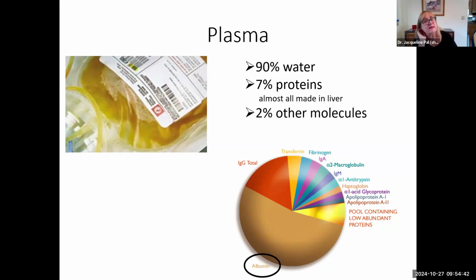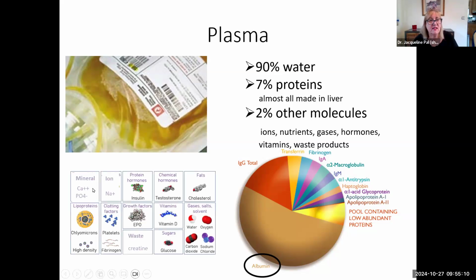Well, 2% is going to be other molecules, okay? So what other molecules are you thinking about? Stop and think, what else can you think about? Just come up with ions, nutrients, gases, hormones, vitamins, and waste products. Yeah, what specifically are you thinking about here? Come up with a couple of names. Okay, so here are some examples.